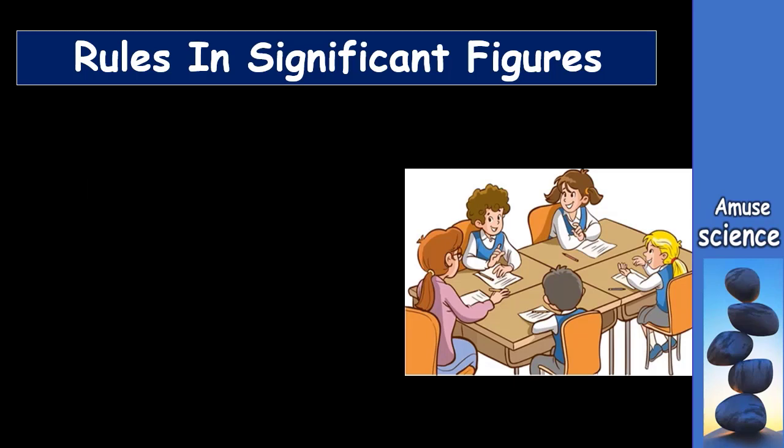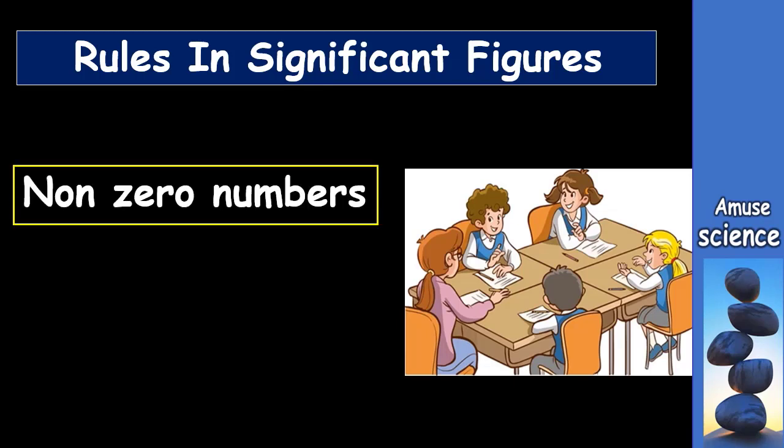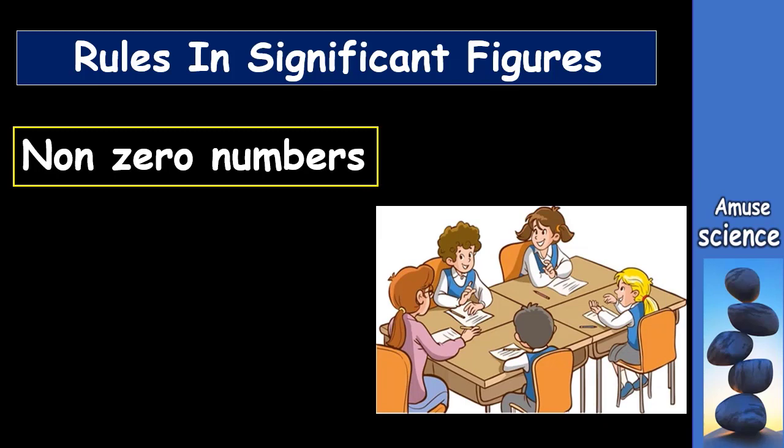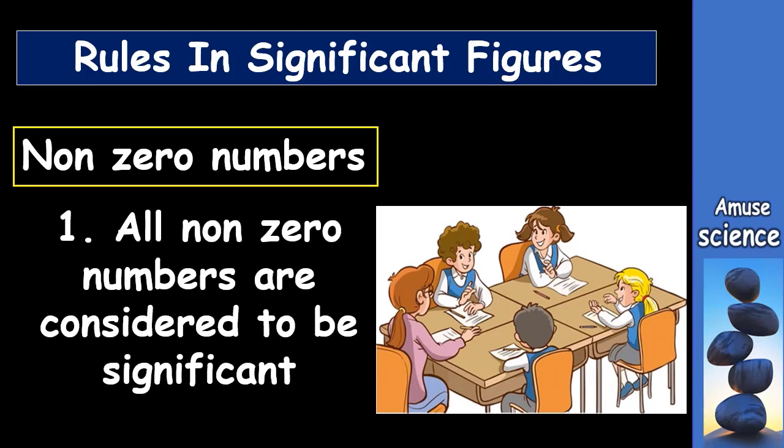When dealing with significant figures, there are two simple rules that we have to take into account, and these rules talk about zeros. There are two kinds of numbers that we will deal with in significant figures, non-zero numbers and zeros. Let's start with non-zero numbers, and that gives us the first rule. It says that all non-zero numbers are considered to be significant. So what is a non-zero number? A non-zero number is a number which doesn't have the digit 0 in it.